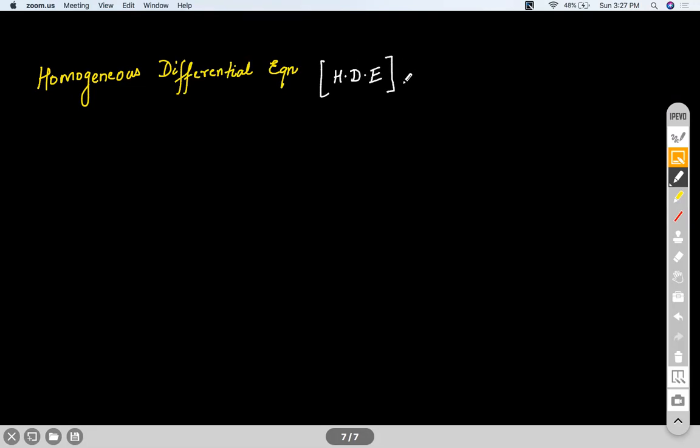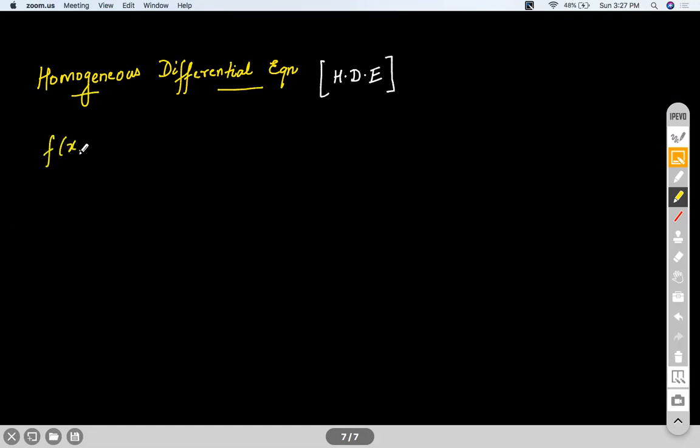All right, now we'll make a move towards another type of differential equation which we call as the homogeneous differential equation. I'll refer to this by the short form HDE. Now before we talk about homogeneous differential equation, let me first talk about homogeneous functions.